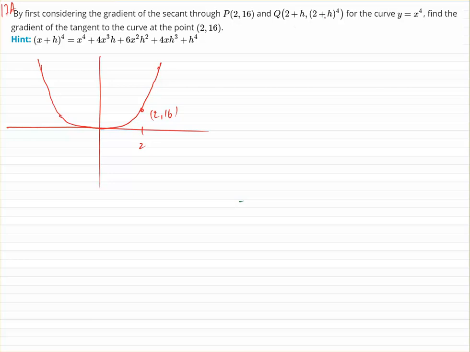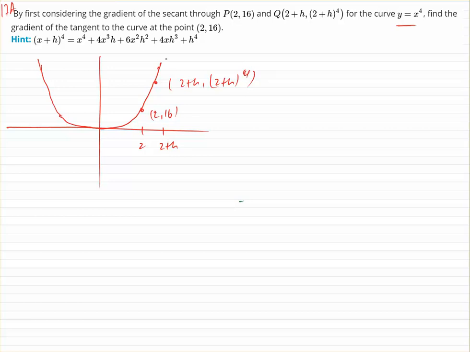Okay, so all that's saying is we've got another point. It's to the right of 2. We don't know what h is. h is just a number. We know it's to the right of 2. So we're going to write the x value of that being 2 plus h. So the y value would be, following that equation, instead of x to the power 4, we've got (2 plus h) to the power 4.